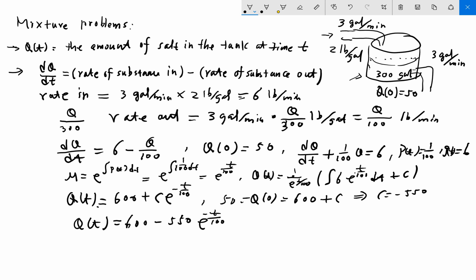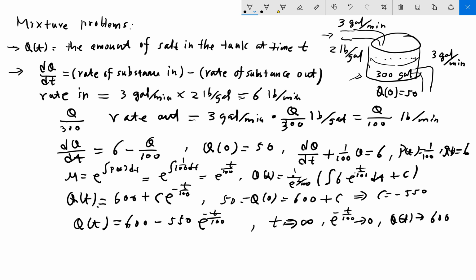And when t goes to infinity, e to the negative t over 100 will go to 0. Then Q of t will go to 600, which makes sense. Think about that. The 2 pounds per gallon solution gets in. So after a long time, the concentration in the tank will be like 2 pounds per gallon. Multiplied by 300, that gives you 600 pounds of salt.